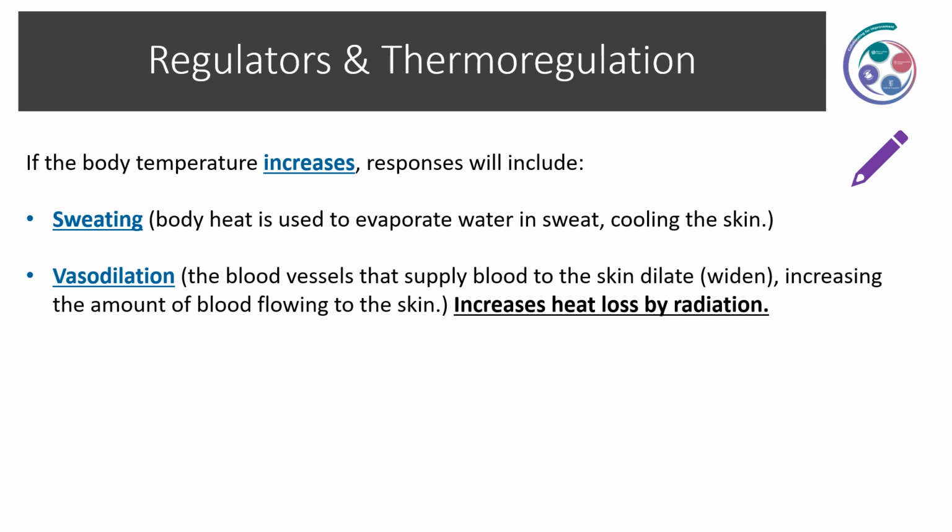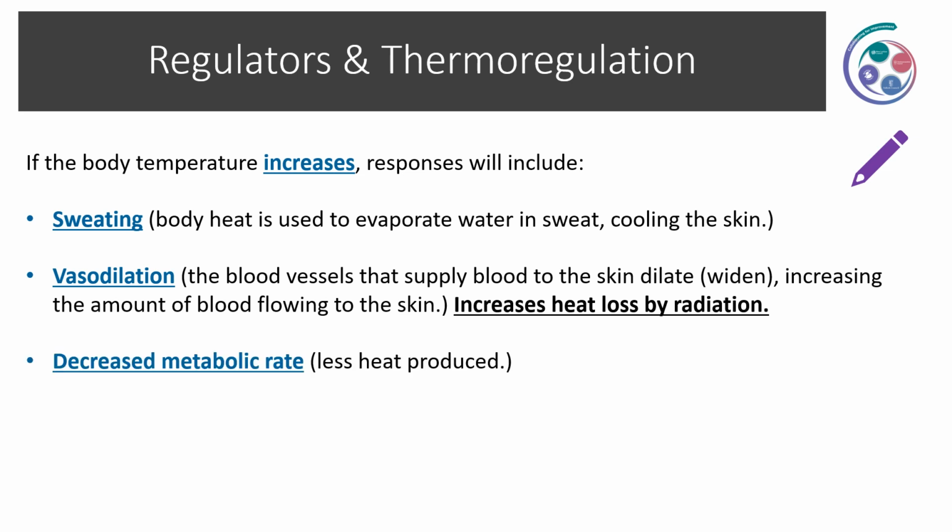Secondly, vasodilation. So vasodilation involves the dilation or the widening of blood vessels. So the blood vessels that supply blood to the skin dilate or widen, which increases the amount of blood flowing to the skin. This then increases heat loss by radiation and returns your body temperature to normal. You may see that when you are warm, you might notice that your cheeks get quite red, and this is due to vasodilation increasing the blood flowing to your skin to increase heat loss by radiation.